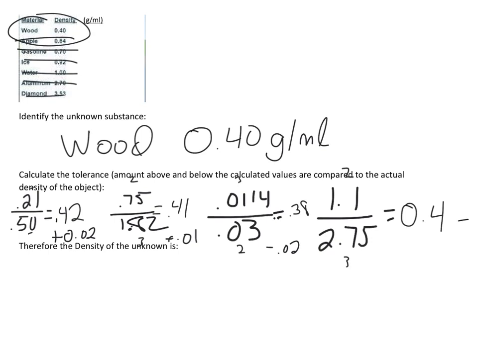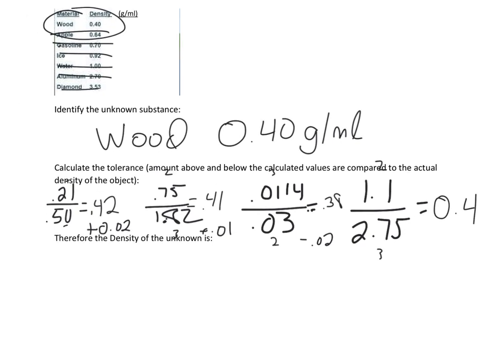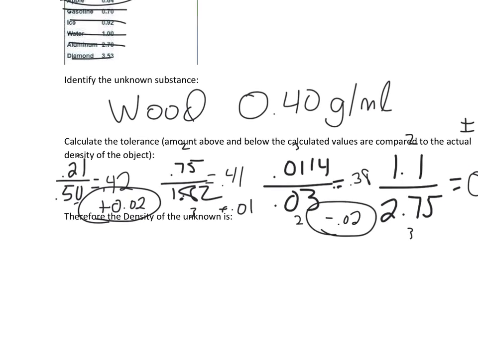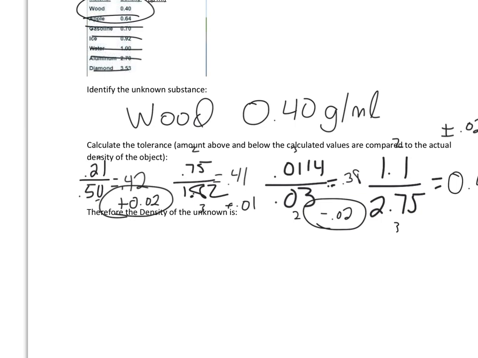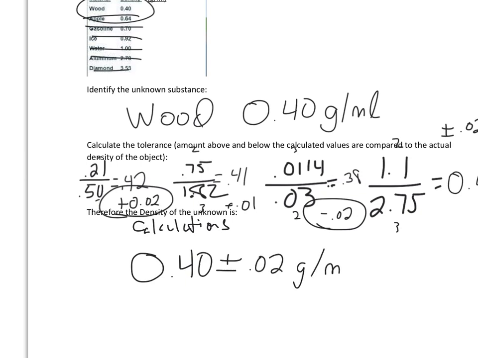There's no change there. So if I wanted to calculate my tolerance, I'm going to look at my highest value above, which is 0.02, and my greatest value below, which is 0.02, and I can actually say I'm going to be plus or minus 0.02 of my calculation, compared to the actual. Of course, the density of my unknown then, what I would say from my calculations, would be 0.40 plus or minus 0.02 grams per milliliter.